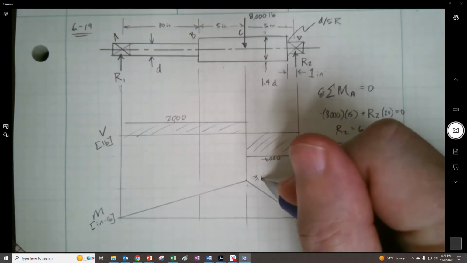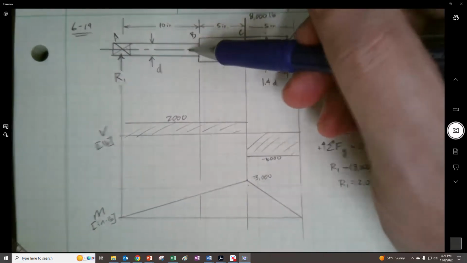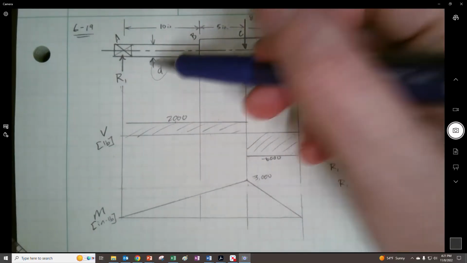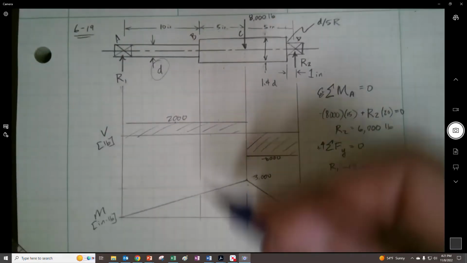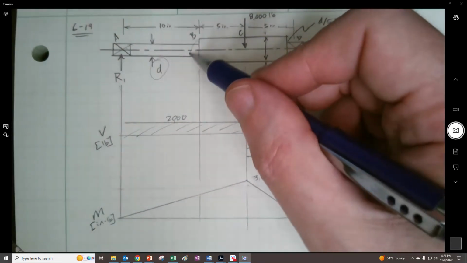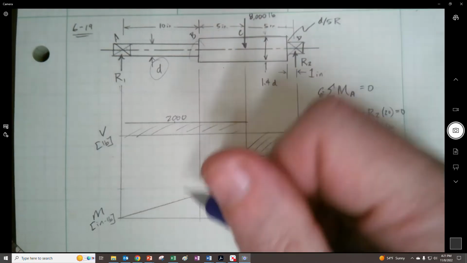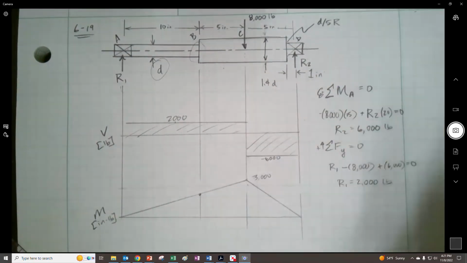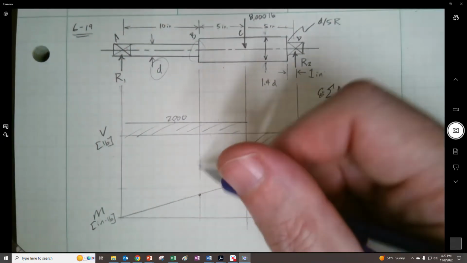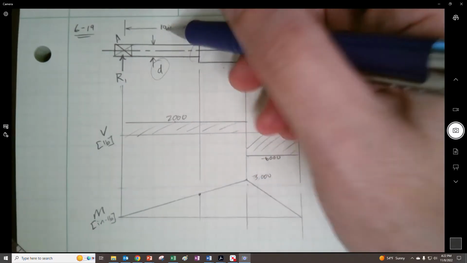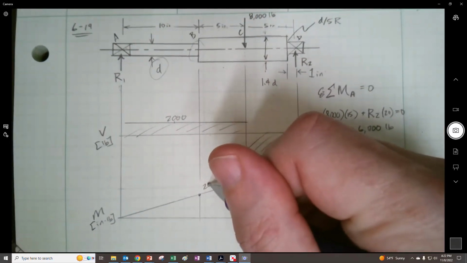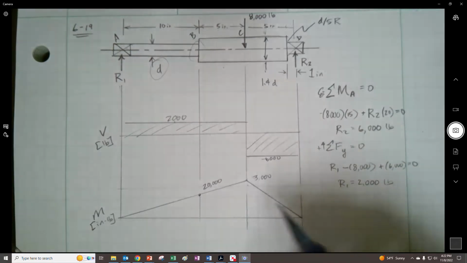But we're trying to decide this diameter, right? The goal of this is right here. So it's going to be right here where there's going to be a lot of stress. So we need to find that right there. That's actually the important part. So it's going to be 2,000 times 10, or 20,000 inch-pounds.